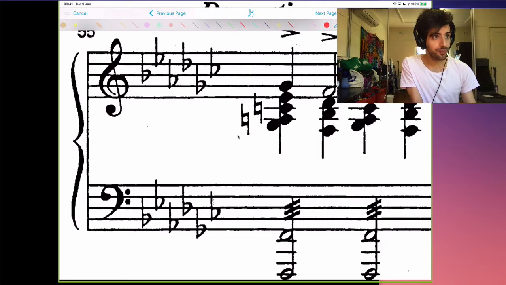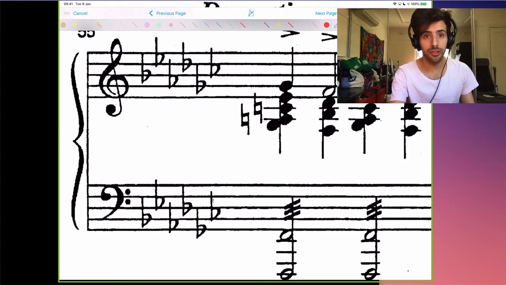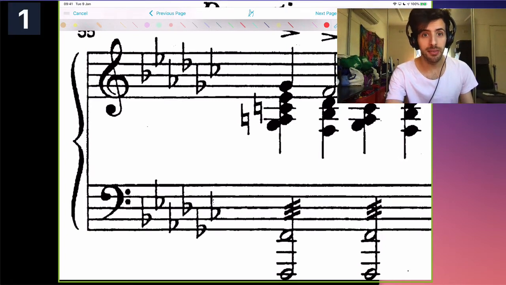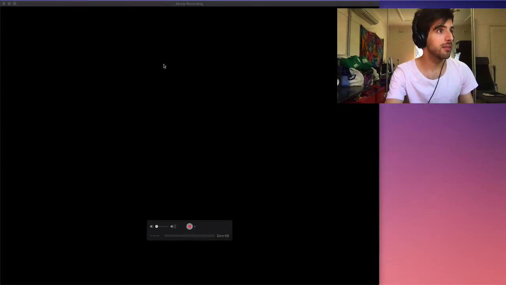So I'm going to try to do my share screen one more time and see if it wants to behave, because being able to see the keyboard is really imperative.